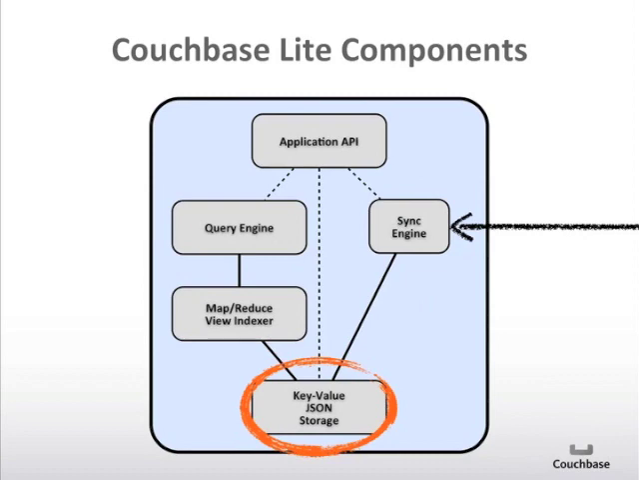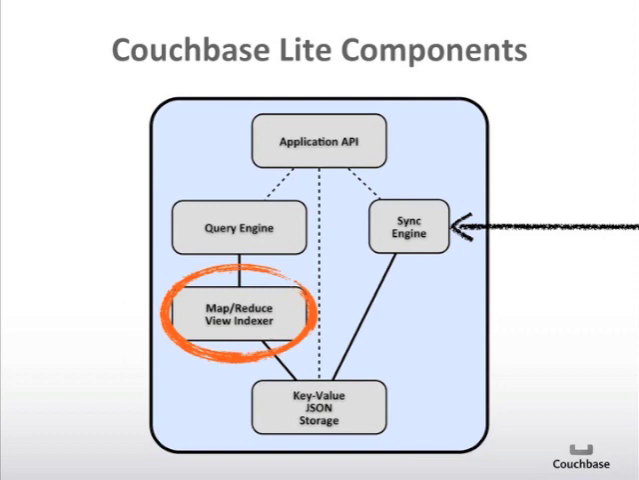And this is going to be conceptually similar to what's going on in Couchbase Server. It just stores JSON documents. There was also a question about the query and document capabilities of Couchbase Lite and how they compare to Couchbase Server. So if you've ever written a view on Couchbase Server, it's going to be pretty much the same deal.